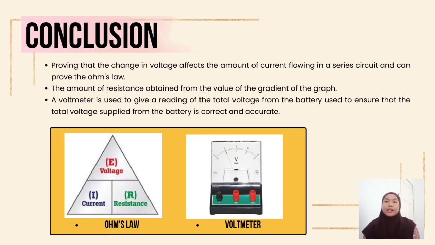Conclusion: the whole experiment has succeeded in proving that the change in voltage affects the amount of current flowing in a series circuit and can prove Ohm's law. The amount of resistance is obtained from the value of the gradient of the graph. Ohm's law has been verified, where the voltage is directly proportional to the current obtained from the graph. A voltmeter is used to give a reading of the total voltage from the battery to ensure the total voltage given from the battery is correct and the result will be more accurate.